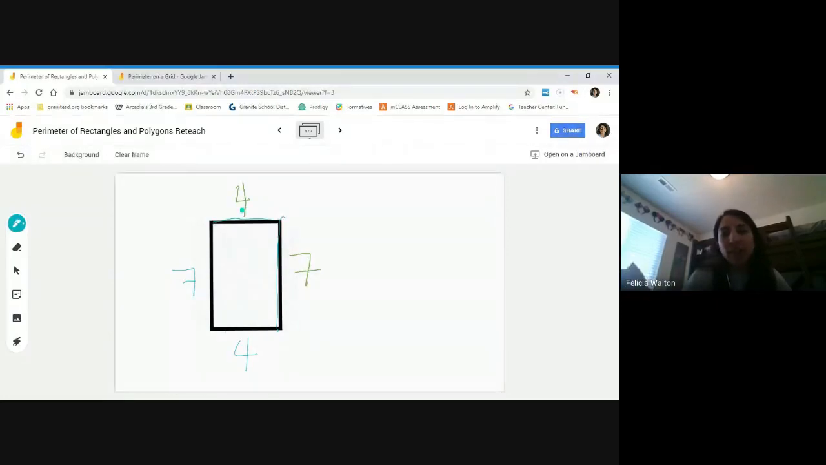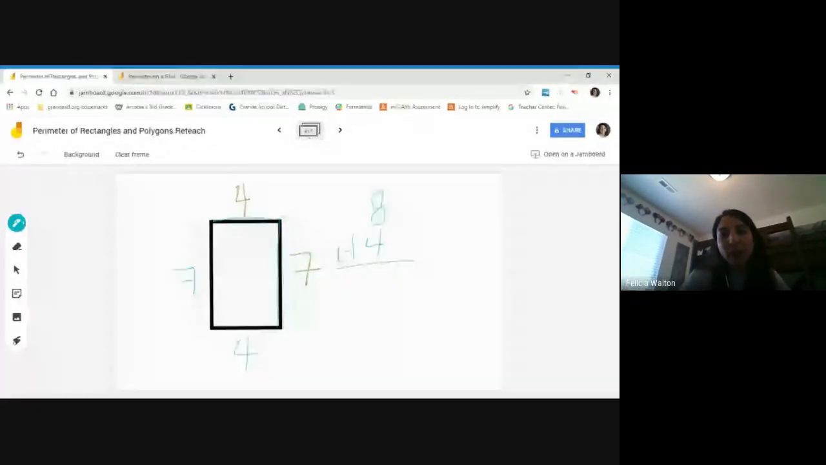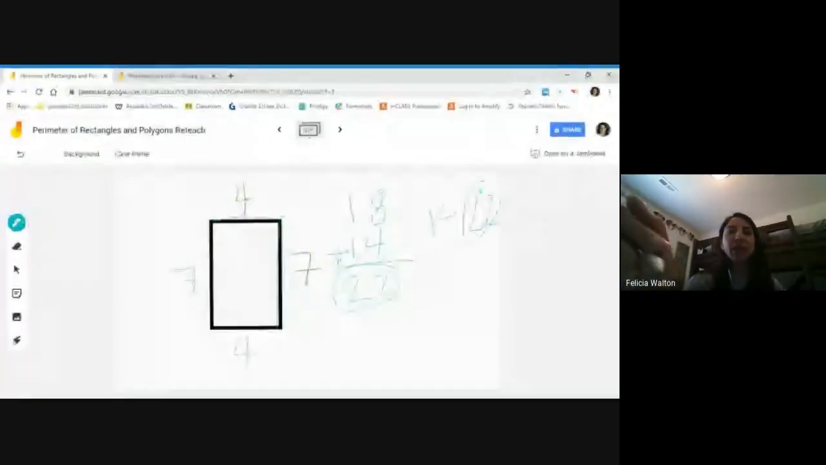4 plus 4 is 8. 7 plus 7 is 14. Add them up. 8 plus, oops, there's my plus sign. 8 plus 4 is 12. Carry your 1. 1 plus 1 is 2. So your perimeter would be 22. And that would just be your answer. You don't need to put anything else. Your answer would just be 22. Sorry, my pen's not working.